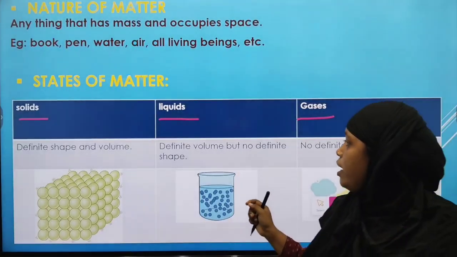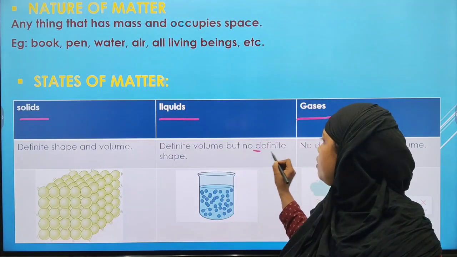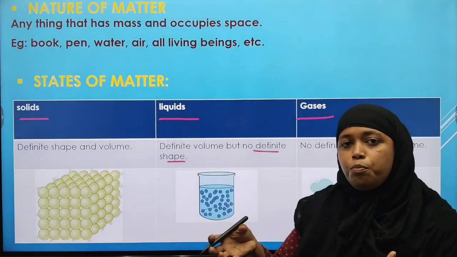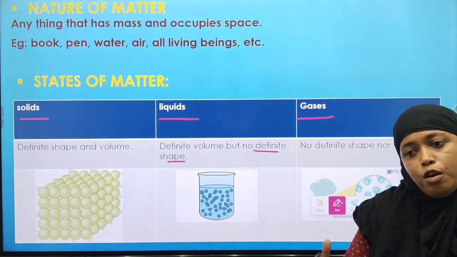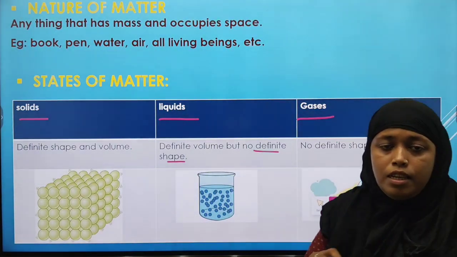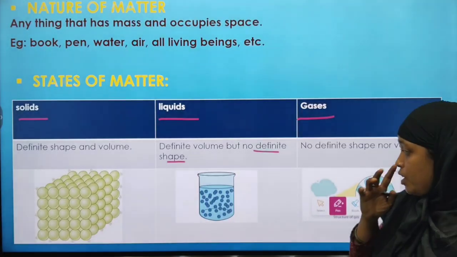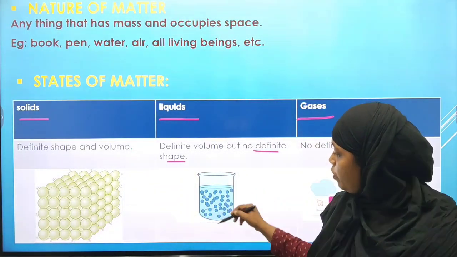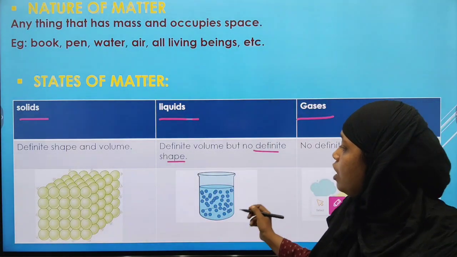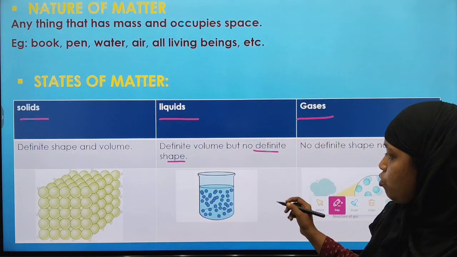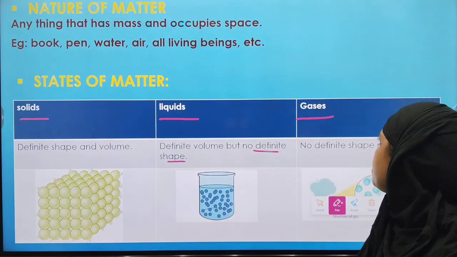Whereas liquids have a definite volume but no definite shape. Whatever liquid you pour into any container, it takes the form of the container. If you pour into a glass, it takes the shape of the glass. Over here we have poured the liquid into a beaker and you see the particles are floating in the liquid, so they are free flowing.